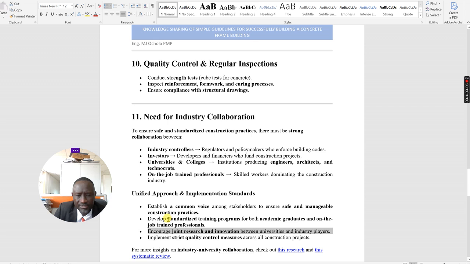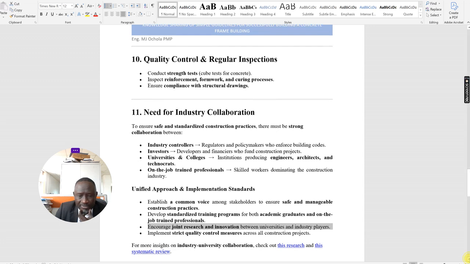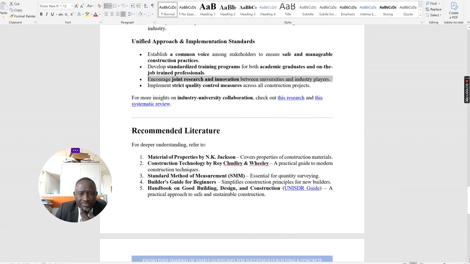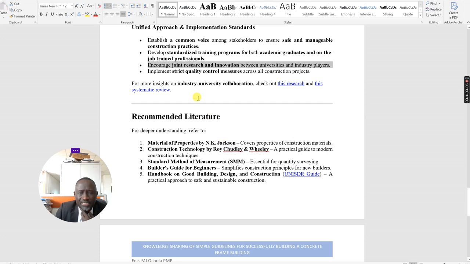training, in collaboration with these industry players, investors, the universities, the on-the-job trained, they need to be aware. So it is very important that some of these things are done, and all this will be done to limit the frequent collapse that we are witnessing.